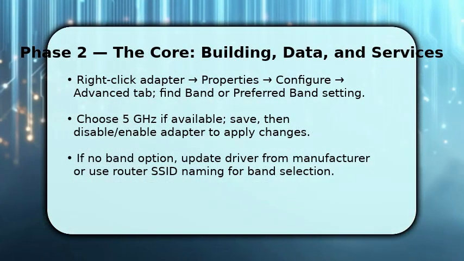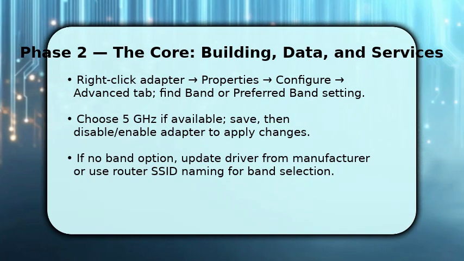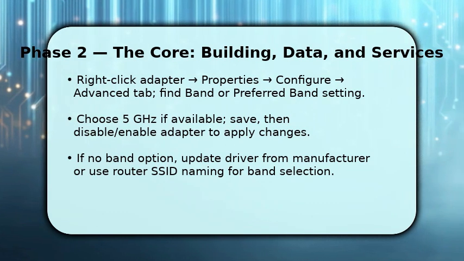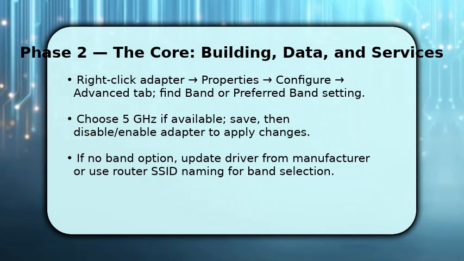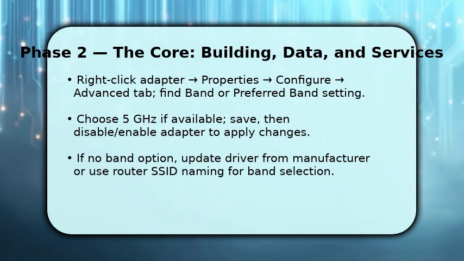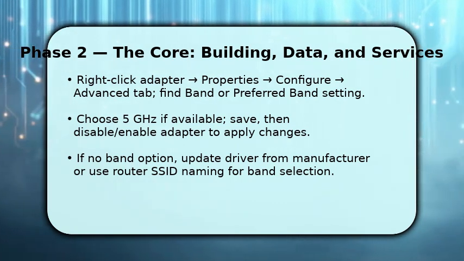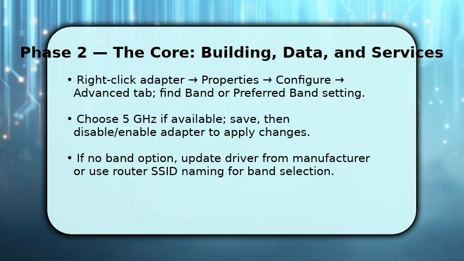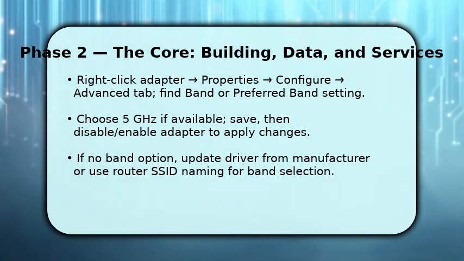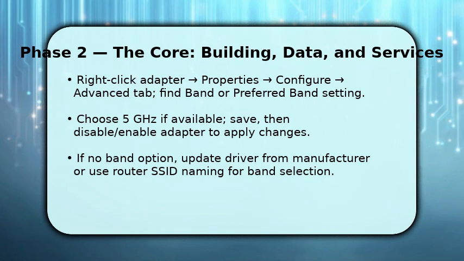Now you change the preference inside the driver. Right-click the wireless adapter, choose Properties, Configure, then the Advanced tab where settings like Band, Preferred Band, or Wireless Mode appear. Select 5 GHz if you want that band, choose 2.4 GHz when range matters more. After selecting, click OK and disable, then enable the adapter to force the change to take effect.